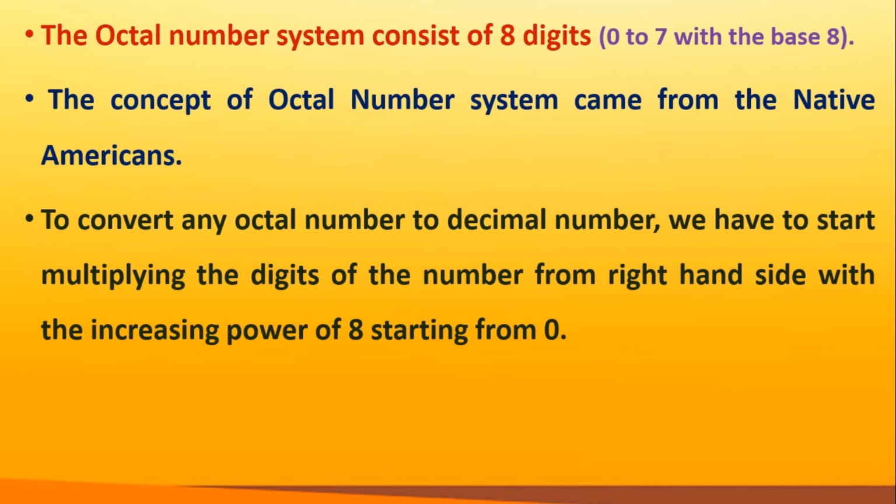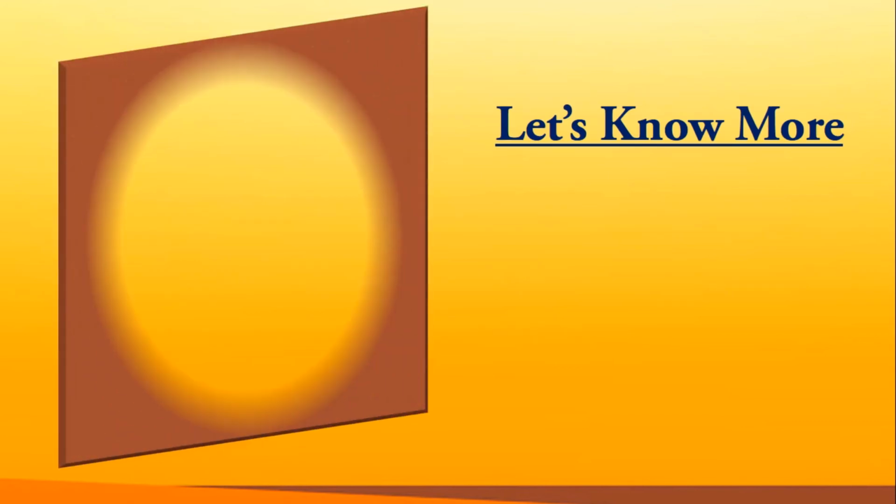See, the conversion of binary to decimal and decimal to binary you have done. Exactly in the same way you can convert octal into decimal and decimal into octal. Same way, there we were dividing by 2 and here we have to divide by 8. And for converting into decimal we were multiplying by 2 and here we have to multiply by 8. Okay, so finally you have to sum up all the products. This we have done. So let's know more.